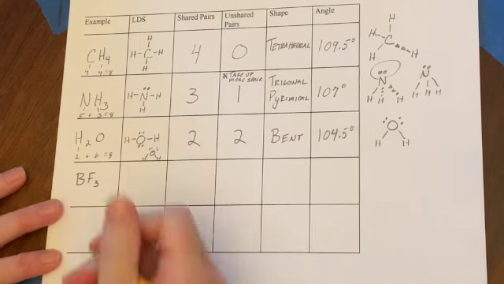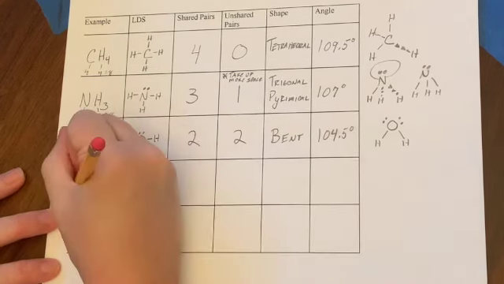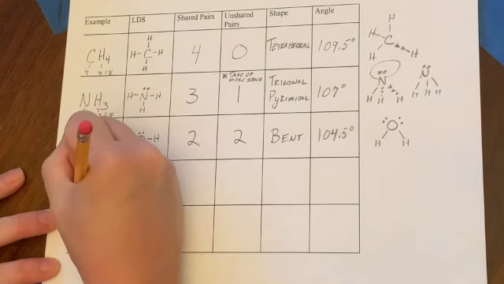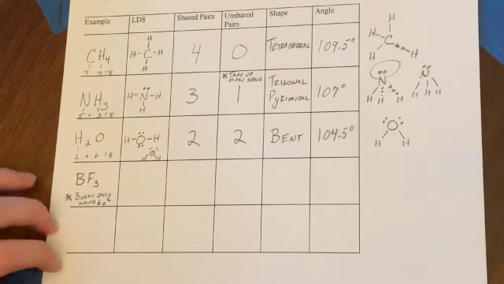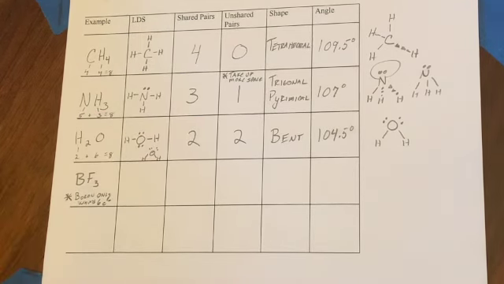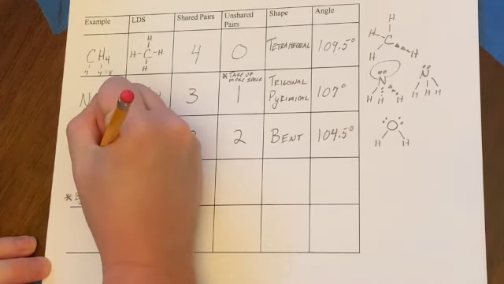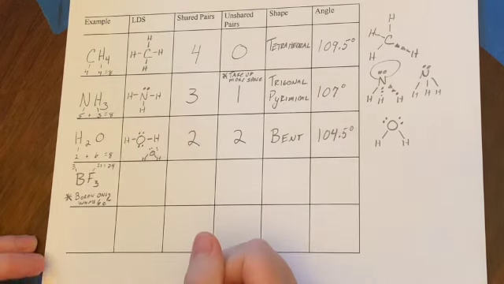BF3, and I am going to tell you that boron is an exception to the octet rule. All right, boron only wants 6 electrons. It is an exception. All right. So when we go on ahead and we deal with this one, we're going to say, okay, well, boron, how many valence electrons? It has 3. Fluorine has 7 each. All right, so that's 21. So we're dealing with a total of 24.